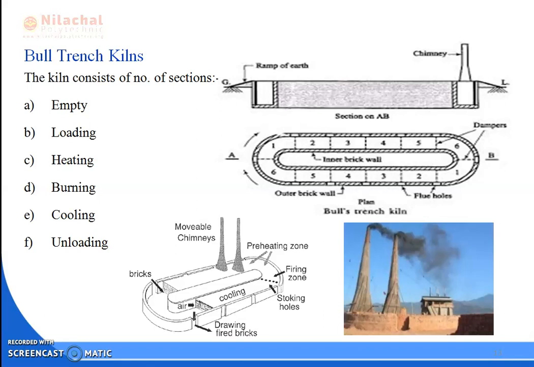We will give a quick review of these three types of kiln. The Bull Trench kiln consists of a number of sections. I have told you there are 6 sections. First we empty, then we load the bricks. After that we heat the bricks, then we burn the bricks. After that, cooling and unloading take place. I have discussed the Bull Trench kiln with you.